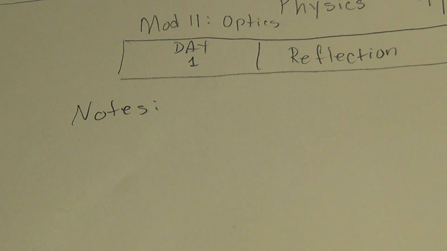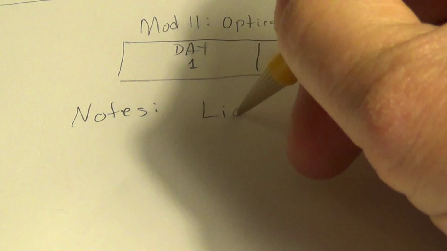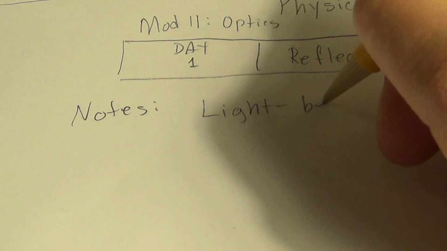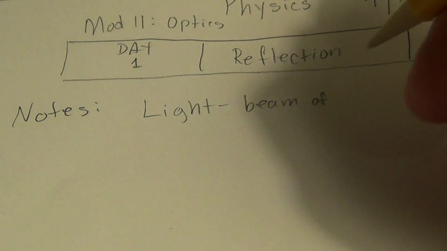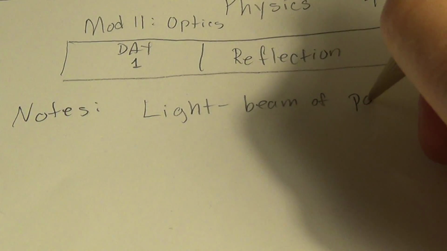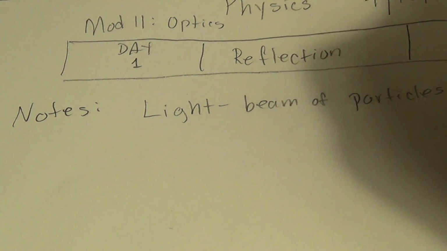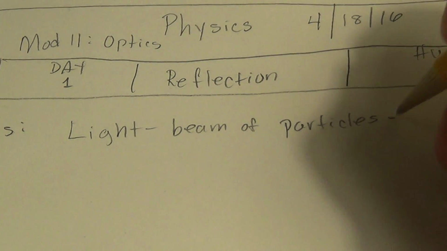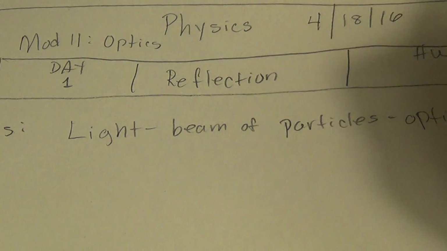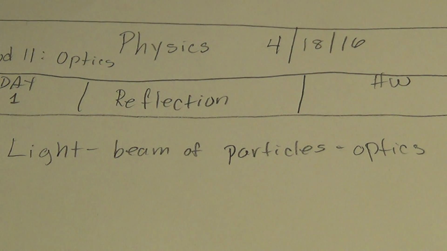We're going to look at the behavior of light as a light beam, which is a beam of particles. So what we'll observe is when light is acting like a particle. We know it doesn't always act that way, but that's how we're going to look at it during this mod. And when it's acting like a particle, its behavior is called optics. And this light behavior is our focus of study. The first thing I want to look at is the law of reflection.